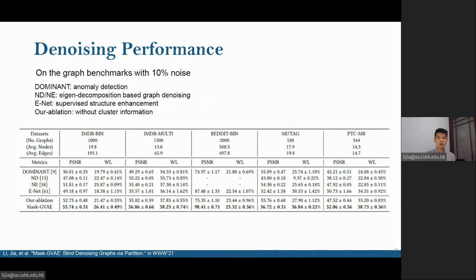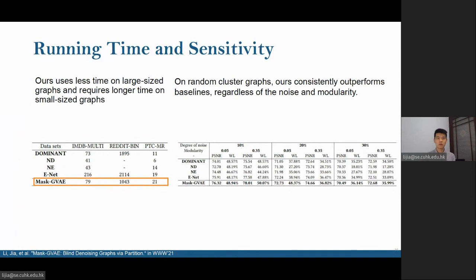We tested the running time and found that our framework requires more time on small graphs, as it needs to compute the cluster mask. We also show that our framework is more efficient than all competitors on large graphs, as it does not rely on eigendecompositions and has a novel positive and negative case design. Several sensitivity tests show that our framework can consistently beat the baselines regardless of the degree of noise and modularity. We also find that almost all methods perform better with a small degree of noise and strong cluster structures.